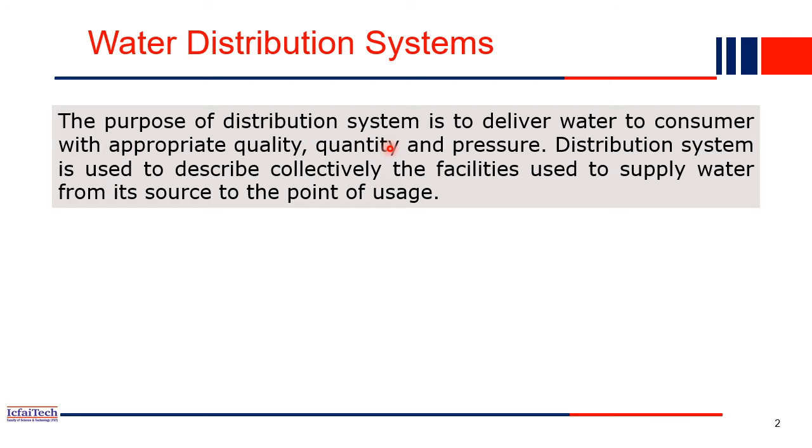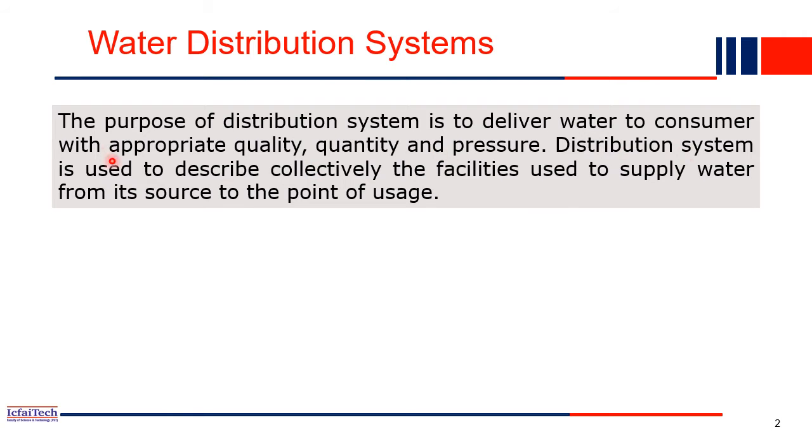Quantity means, as we have seen in the initial unit lectures, the variation in the water demand. During some times of day or some times of the year, water demand will be very high, and at other times water demand will be very low. So depending on the quality, quantity, and also the pressure, we have to take care of all these three important parameters while designing the water distribution plant.